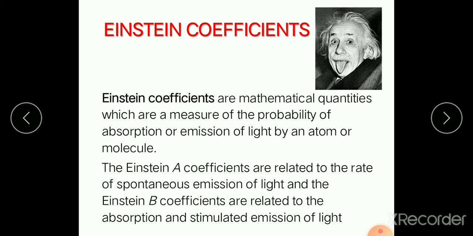Einstein coefficients are nothing but the mathematical quantities which are a measure of the probability of absorption or emission of light by an atom or molecule. The Einstein A coefficients are related to the rate of spontaneous emission of light, and the B coefficients are related to the absorption and stimulated emission of light. It means A coefficients are related to spontaneous phenomenon and B coefficients are related to stimulated phenomenon.